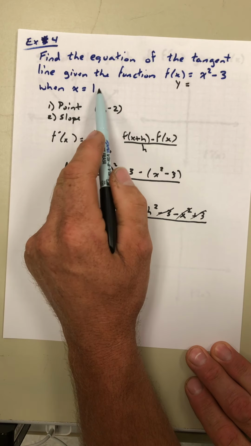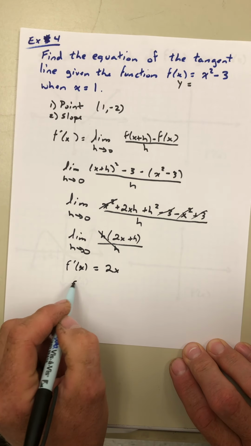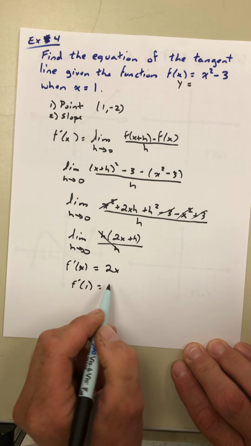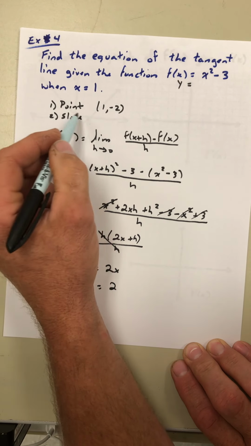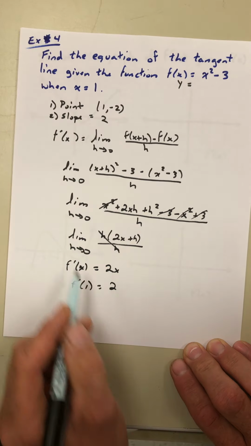I want to know when x equals 1. So I'm looking for f prime of 1. That gives me 2. So now I've got my slope is going to equal 2.